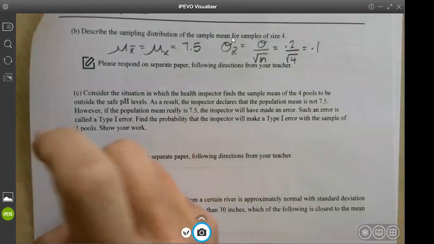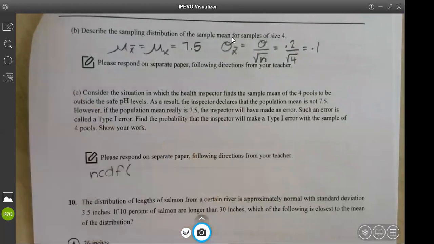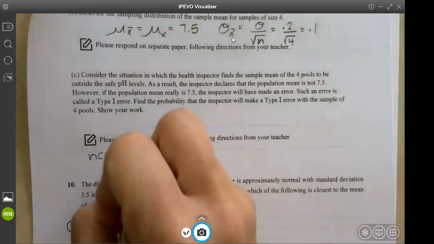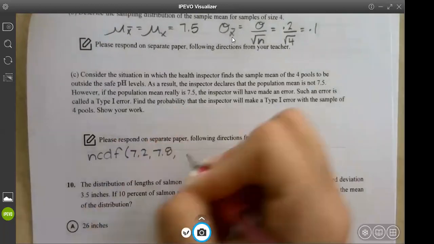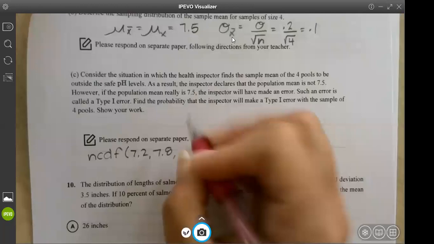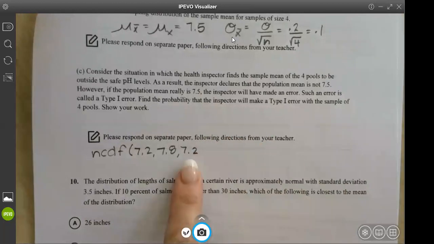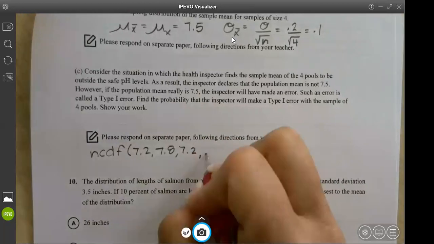This is not what they did on the answer key. I'll show you what the answer key did. I did normal CDF. Your normal range was 7.2 to 7.8. The population is really 7.5. So I used 7.2 as our mean and our standard deviation as 0.2.